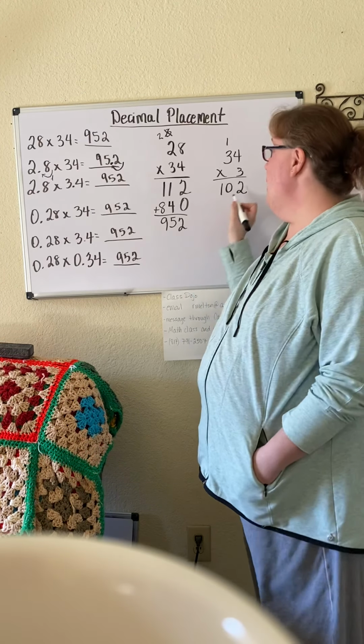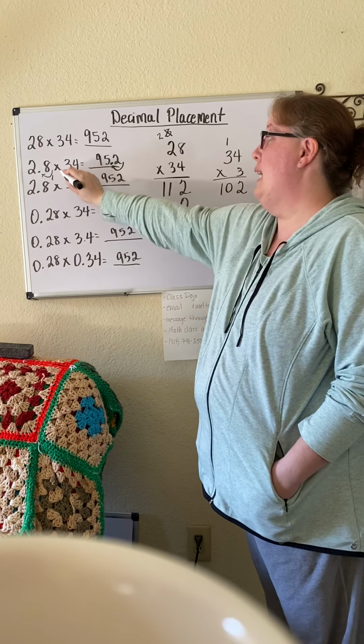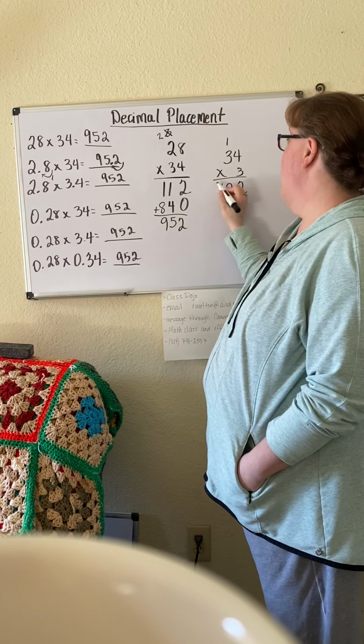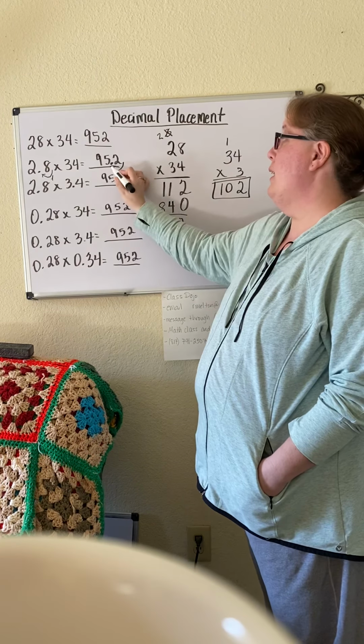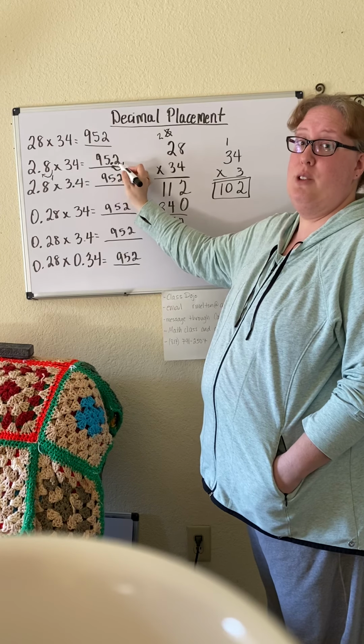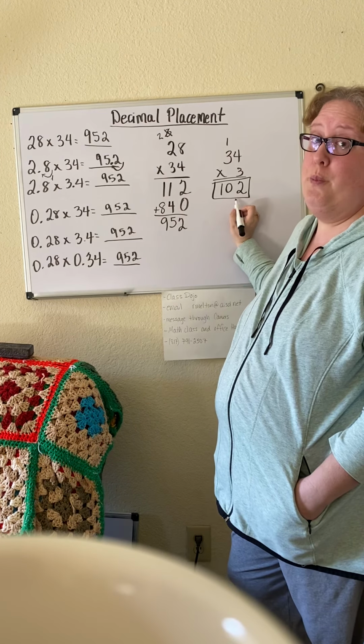Okay, well, I just proved over here that if I were to estimate 2 and 8/10 times 34, my answer should be somewhere close to 102. Well, look at that, 95 and 2/10. That's pretty close to 102, okay?